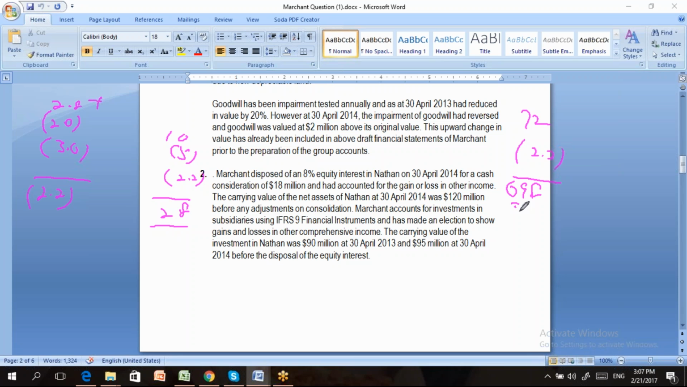Agreed? Now what we have to do is split the 72 between parent and the NCI. We have to split the 69.8 between parent and the NCI. Remember, we don't split the 2.2. We always split the profit for the year and total comprehensive income. 72 and 69.8 we need to split.